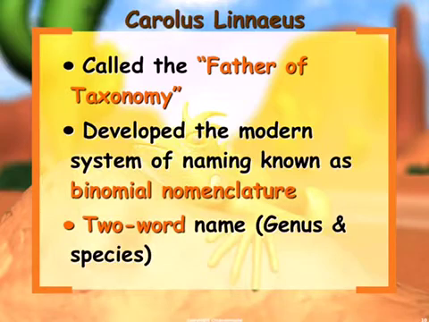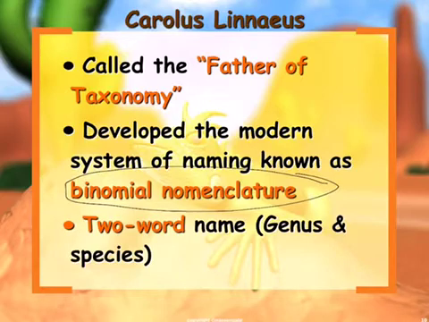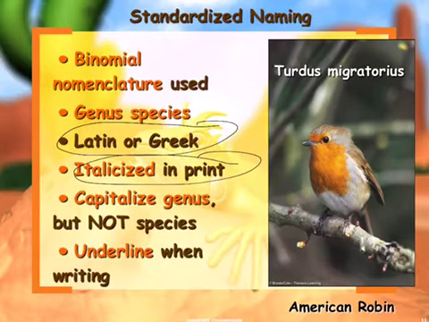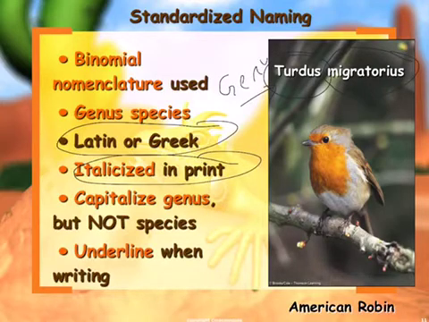He developed a system that we call binomial nomenclature, which means two-part name. You can see the prefix there for two, nomial, naming. And his two-part naming system consists of the genus and the species, which are levels of classification we'll get to in a second. The rules are very simple. The name is given in Latin or Greek. It's italicized. You capitalize the genus, and the species is left lowercase. So you have the genus right here, and then the species right here.